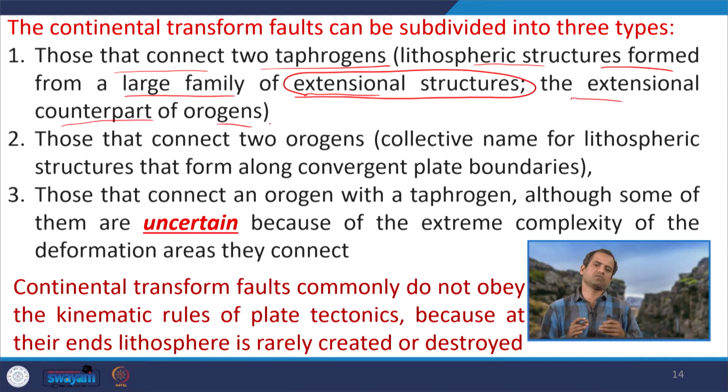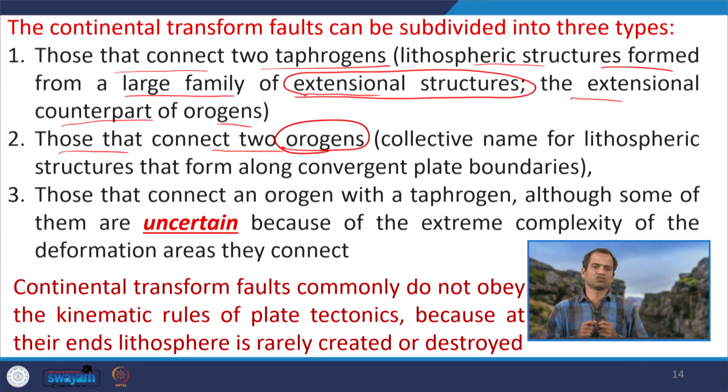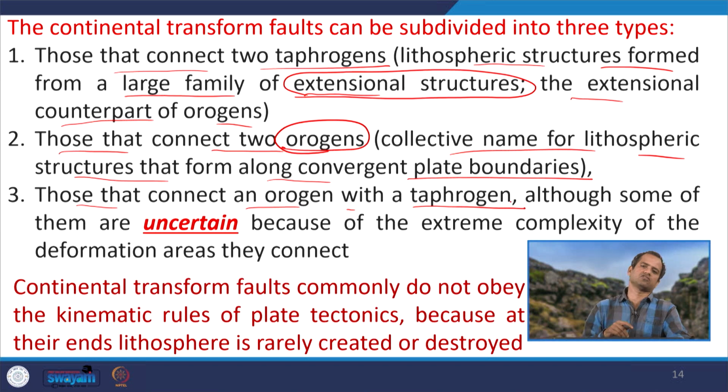So, either the transform fault may divide or may join these two taprogens, that is the extensional basins, and those that connect two orogens. Orogens means compressional system, like the Himalayan orogen. It is collectively named for lithospheric structures that form along the convergent plate margins. And those that connect an orogen with a taprogen, that means a converging system with a diverging system. Although some of them are uncertain because of the extreme complexity of the deformation areas they connect.